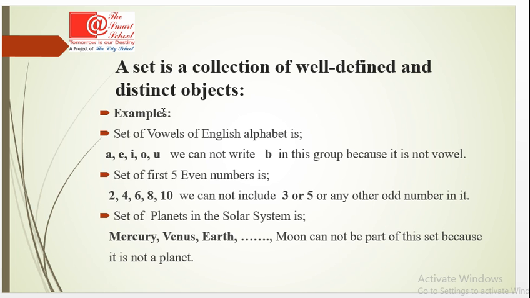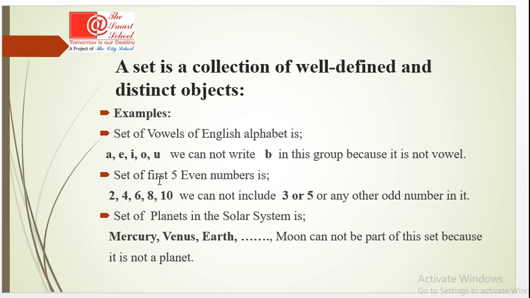The first example is the set of vowels of the English alphabet. As I told you, in the objects of a set we may include letters. So here we are talking about letters. A, E, I, O, U are the set of vowels, and we cannot write B in this group because it is not a vowel.